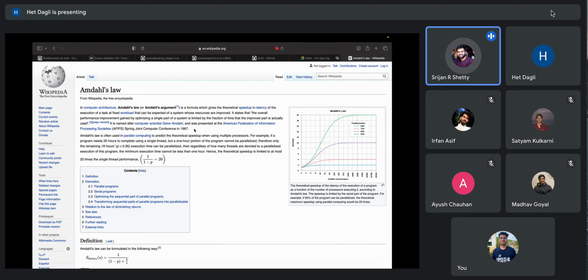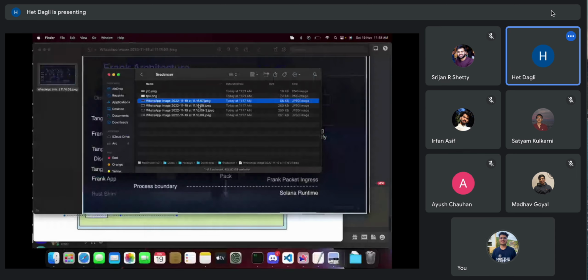Technically yes, that's the whole idea. If it is not completely parallel, whatever is the sequential part, you just get blocked over it. Yeah, that is about that. Okay, got it.